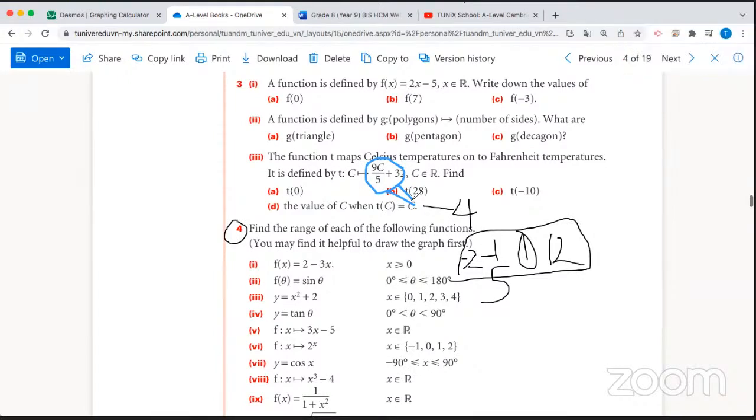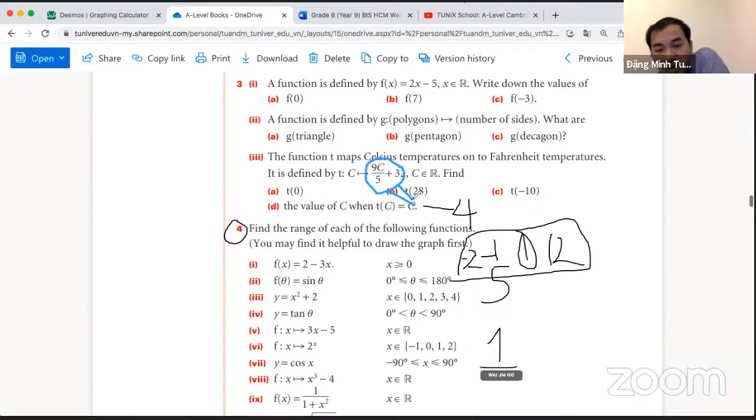We take only 2 points because 2 points form a line segment. You can take x0 and x1. That's all, 2 points are necessary, x0 and x1. So x equals 0, x equals 1.